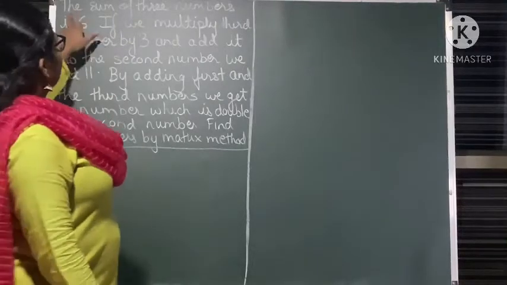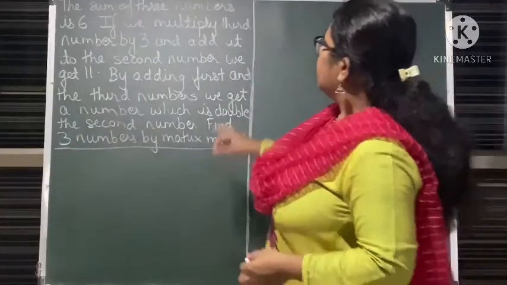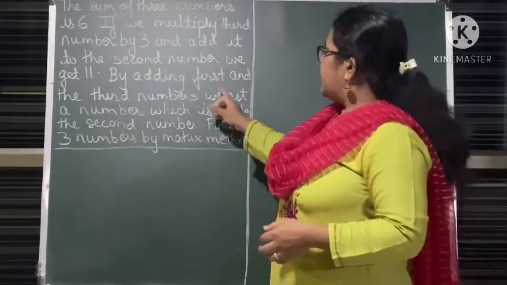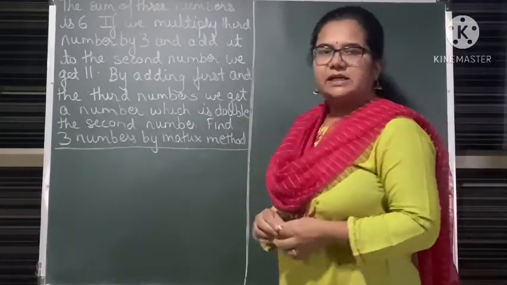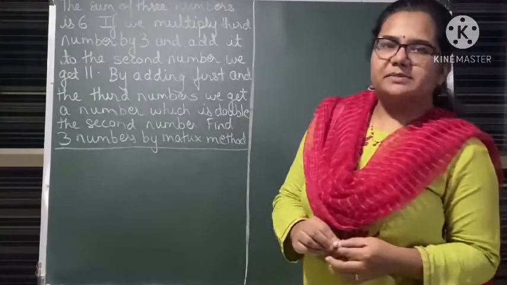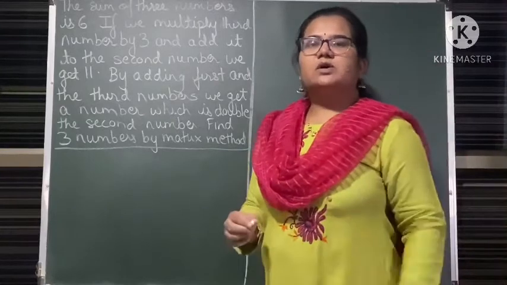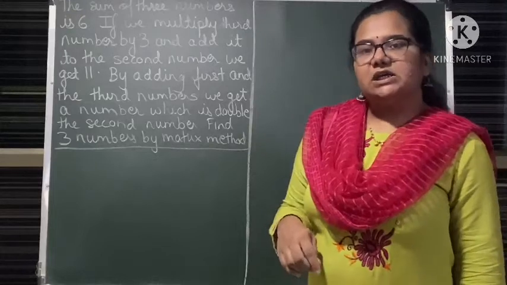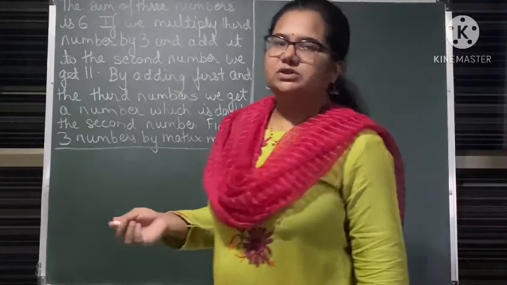The next word problem. Now here the word problem is: the sum of the three numbers is 6. If we multiply third number by 3 and add it to the second number, we get 11. And by adding first and third numbers we get a number which is double the second number. Find three numbers by matrix method. Now here, they have first given us a word problem. So first what we have to do, we have to write the linear equations and then we will convert the equations to matrix equation. Okay.